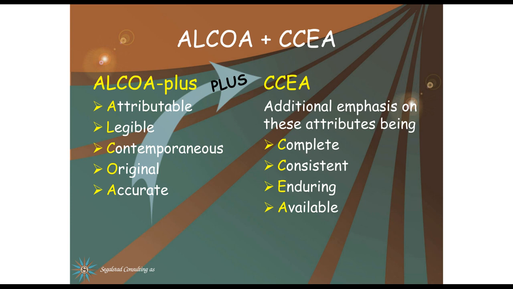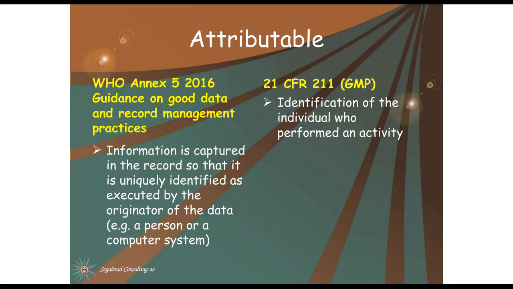ALCOA is A for attributable, legible, contemporaneous, original, accurate, plus the CCEA, which is additional emphasis on these attributes, all of these attributes, being complete, consistent, enduring, and available. Well, they're still just words. I will explain them, or actually, I will have some help from WHO Annex 5 and 21 CFR 211 to explain them.